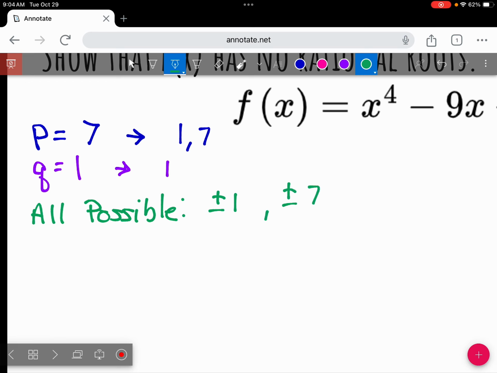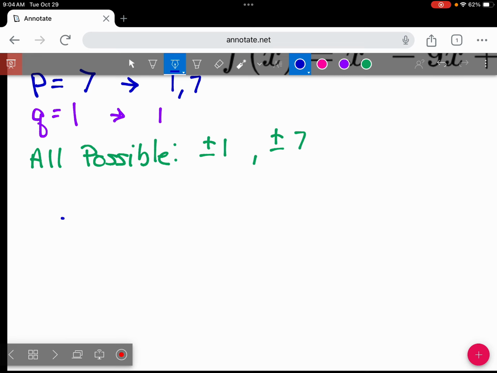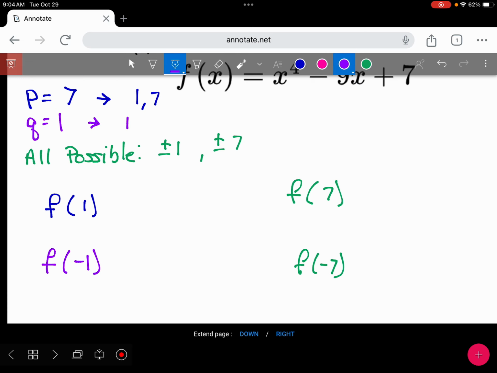So to test and see which ones might work, what are we going to do? Substitute them in. So we're going to do f of 1, f of negative 1, f of 7, and f of negative 7. We're going to see if any of these work. So we're going to substitute them in. And aren't we lucky ducks that we get to use calculators?